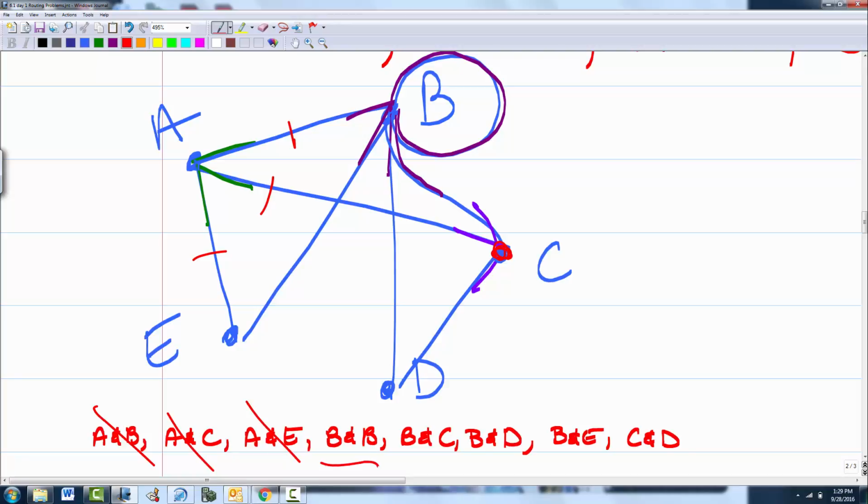What's B to B mean? Now we know. It's a loop. So I've already had B drawn. Now I got to draw a loop to it. And I just circle B because it's my favorite letter. So B to B is gone. Then C was already drawn.